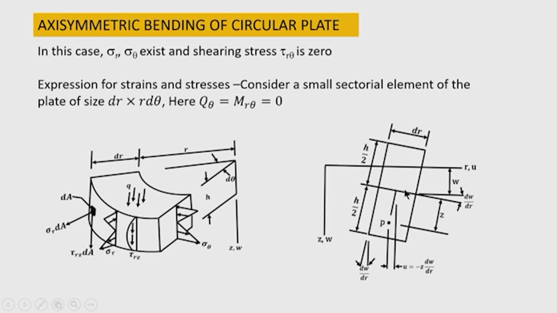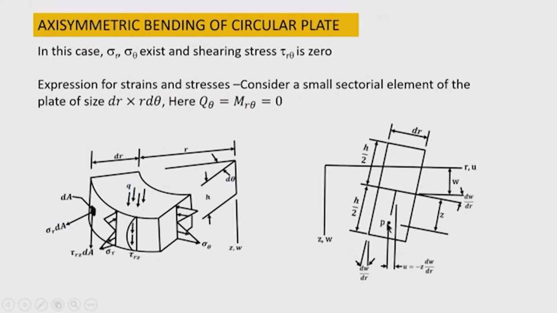So, you can see that the slope of the plate is dw by dr. Due to deflection of the plate, it will undergo a displacement along the radial direction, and that displacement is u, shown here. Since it is in the negative direction of the r axis, because the important direction here is r, the radial direction, and w is the vertical displacement, and u is the radial displacement.